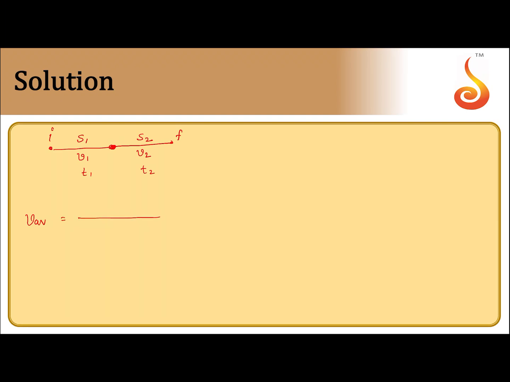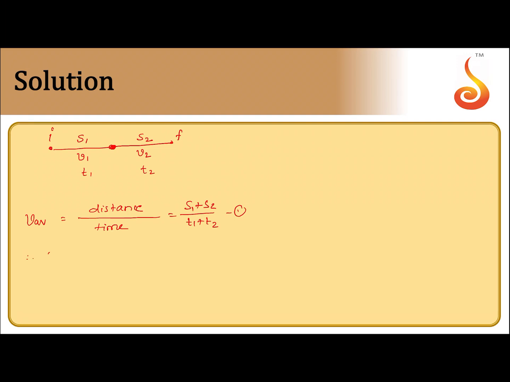And by definition, this is the total distance divided by total time taken. What is that equal to? S1 plus S2 divided by T1 plus T2. Let us call this equation number 1. Now, do we know the values of S1 and S2? Yes, 30 kilometer and 40 kilometer. Do we know the values of T1 and T2? No. So let's get them.